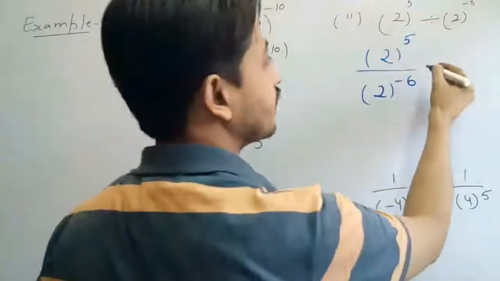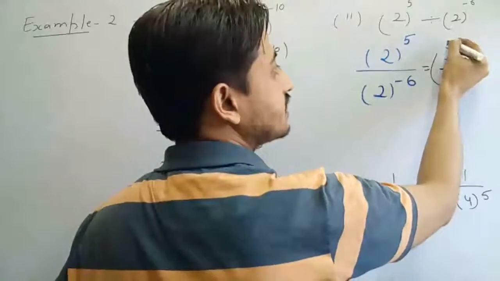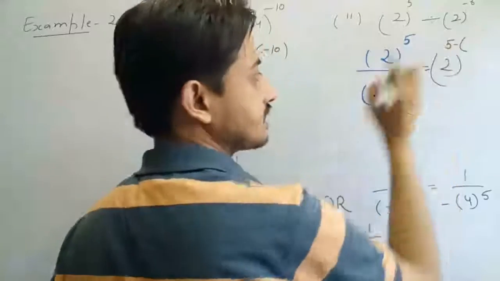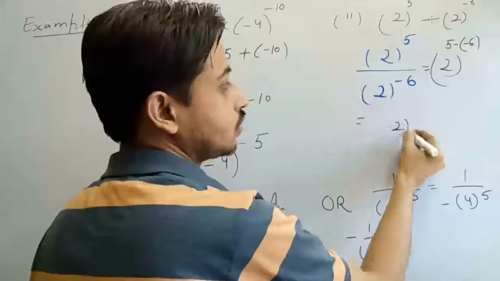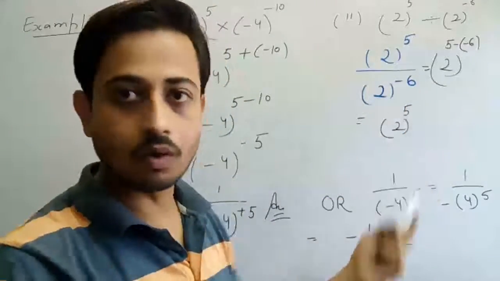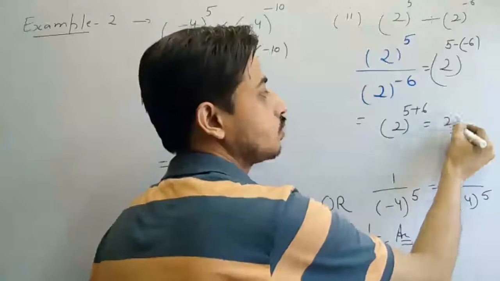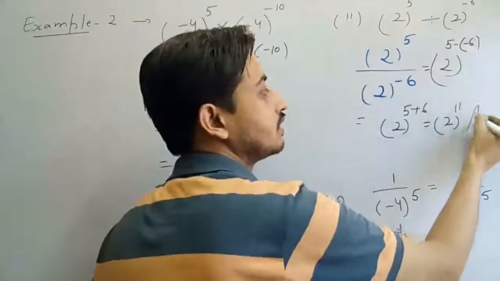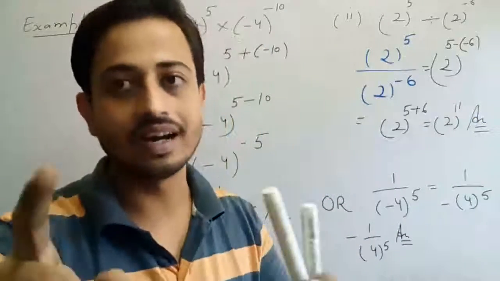So in this, what do we get? The exponent remains the same and the power gets subtracted: 5 minus 6. So what's the answer? 2 raised to the power 5, negative negative becomes positive, so it becomes plus 6. So the answer is 2 raised to the power 11, the final answer. Please make a note.